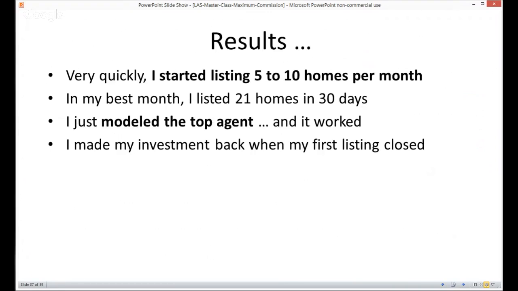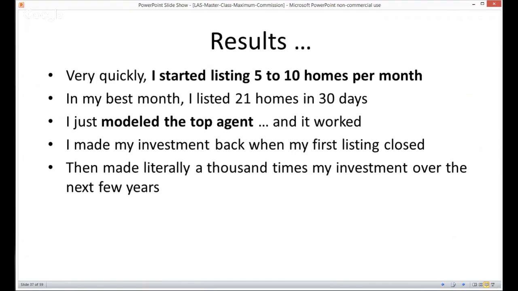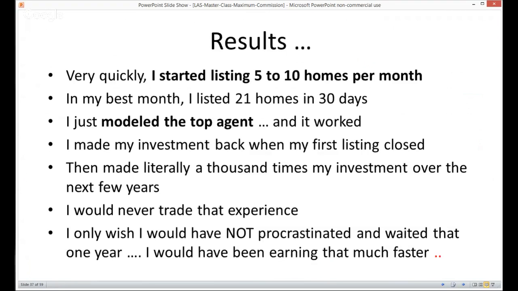I immediately made my money back with, I don't know, maybe 30, 60, 90 days, whatever it was, really quick. And then I made literally 1,000 times my investment back over the next few years. It was such an incredible turnaround for my business. I would never trade that experience. I only wish I would not have procrastinated and waited that 1 year. I would have been earning that much faster.